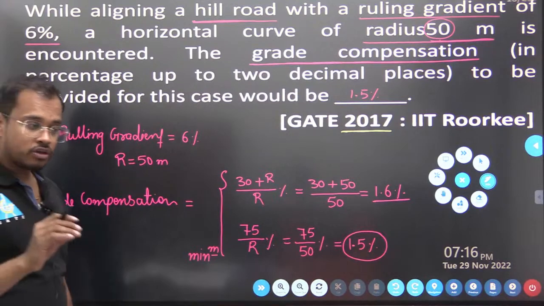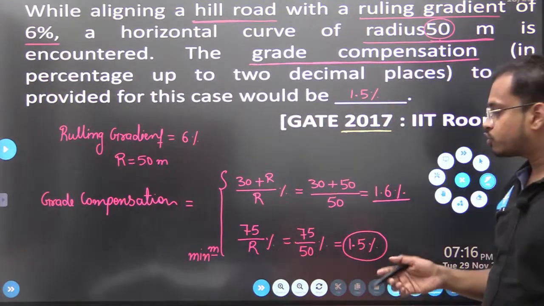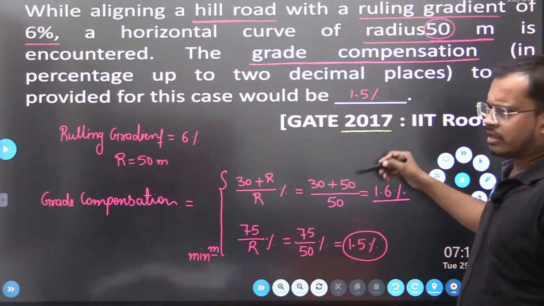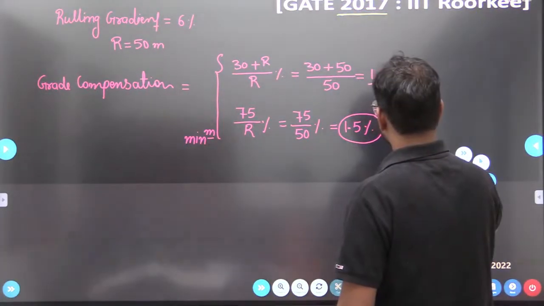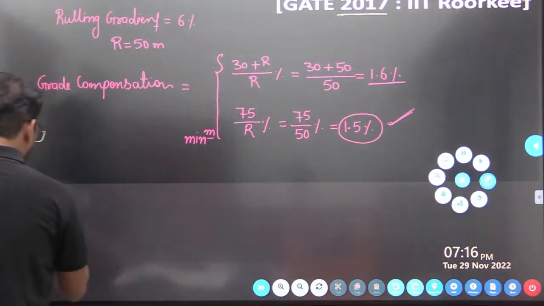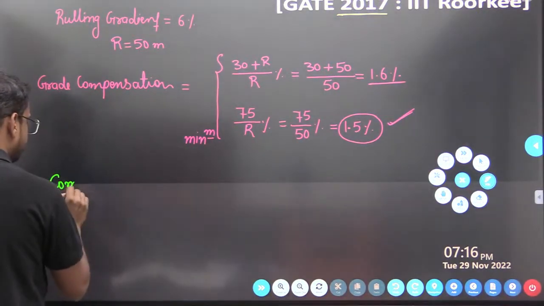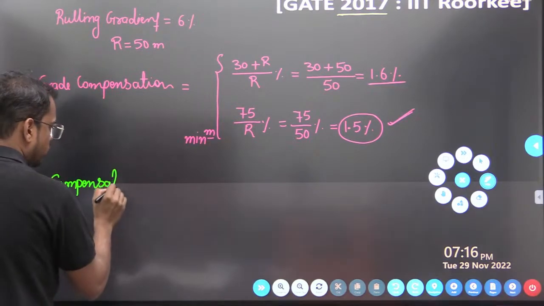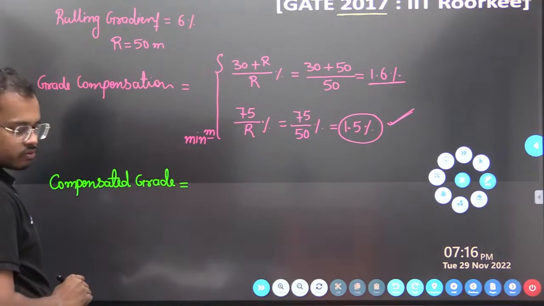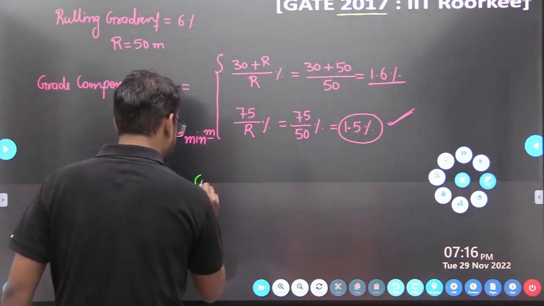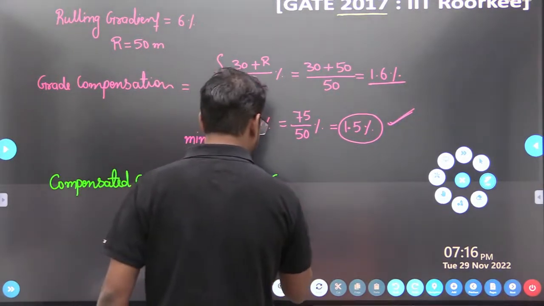My dear friend, the question asked grade compensation. If the question asks what is the compensated grade, how do we calculate it? Question is solved here. If the question asked compensated grade, then compensated grade is equal to gradient minus grade compensation.